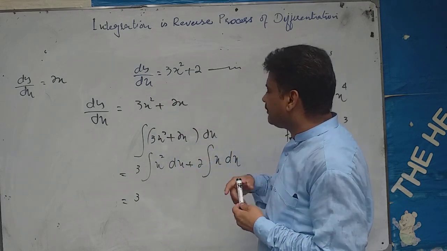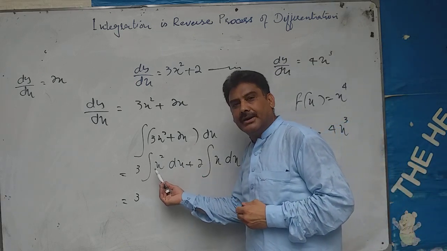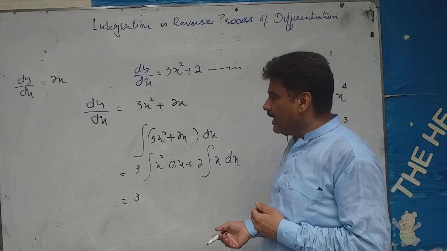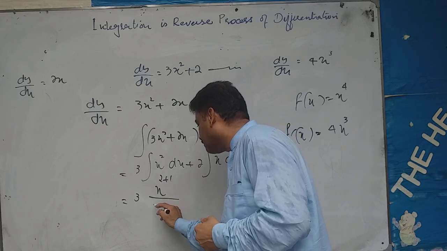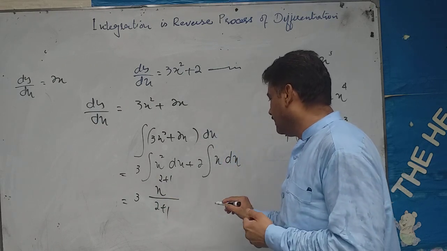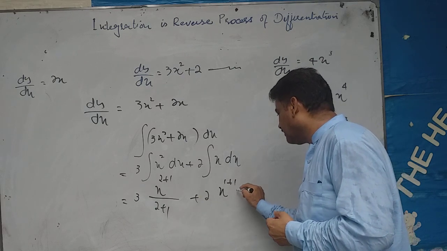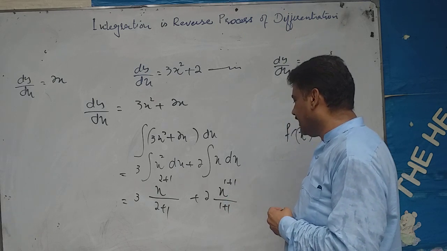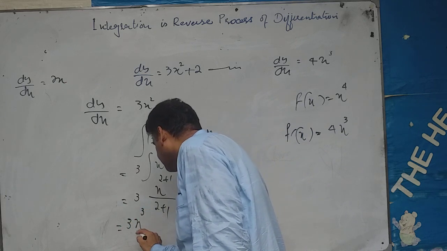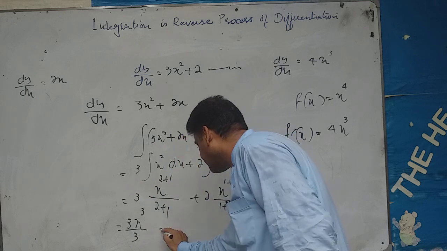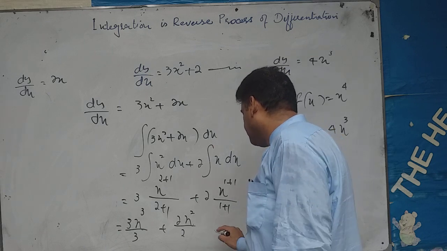Now we apply the process which is the reverse of differentiation. Here we increase the power of the function by 1 and divide by the same number. We get x raised to power 2 plus 1, divided by 2 plus 1. Here 2 as the same, x raised to power 1 plus 1, and divide the function by that number 1 plus 1. We get 3x raised to power 3 by 3 plus 2x raised to power 2 by 2 plus c.